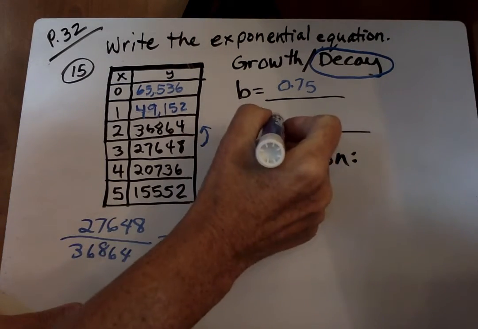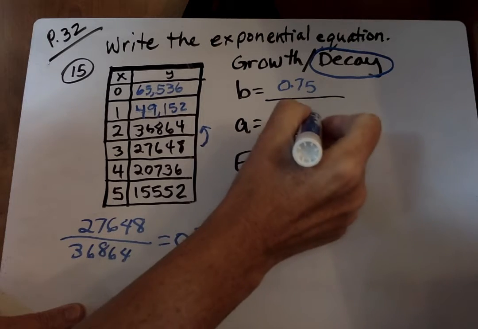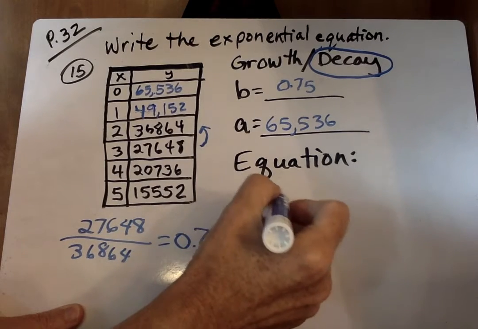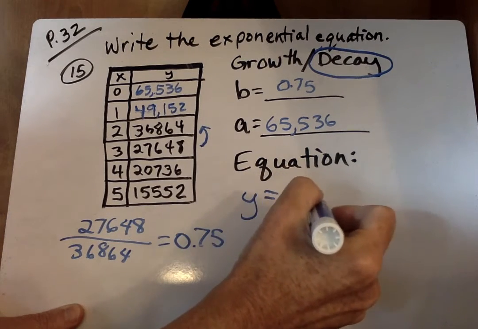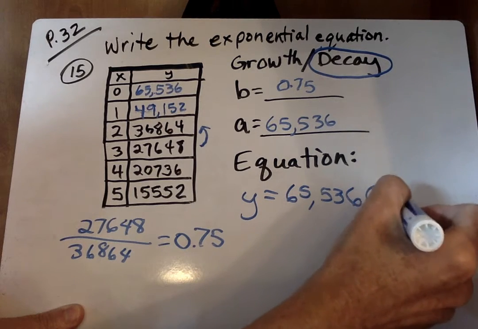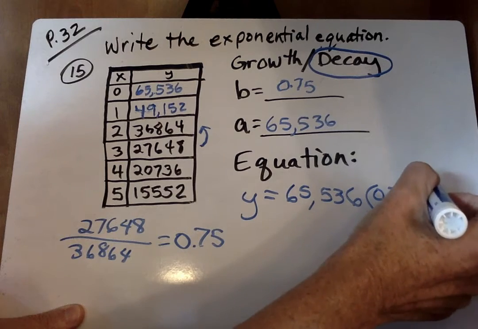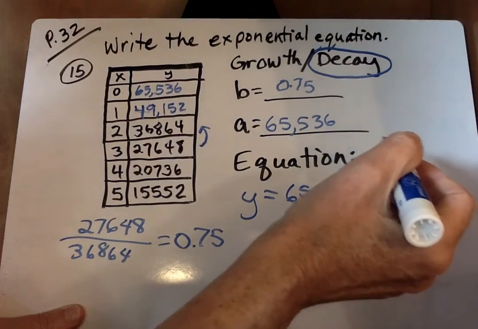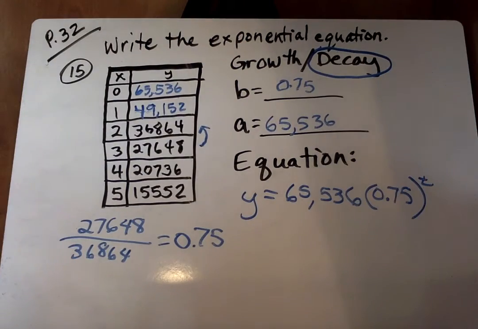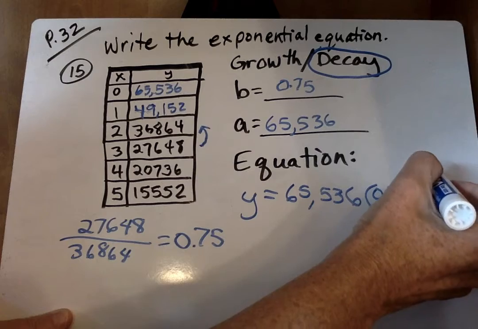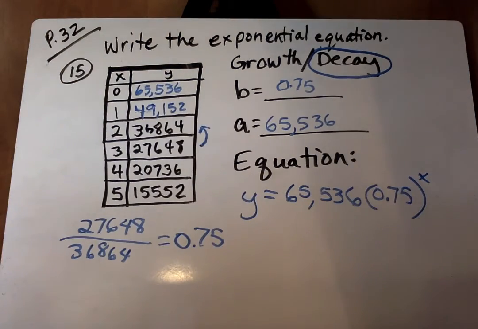That is what A is, 65,536. In your equation, Y equals A times B raised to the power of T, or X. Let's see, are they doing something on time? Oh, it doesn't really say whether it's time or anything, so we're just going to leave it X.